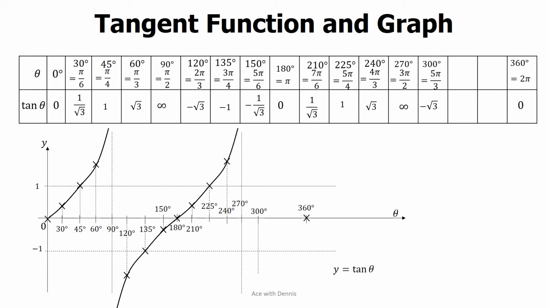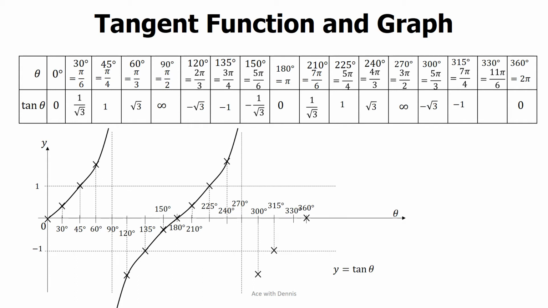Theta is 30 degrees, right? So, which is at this point, right? So tangent 300 degrees is -√3. So this is the point. Tangent 315, okay, it is -1. Okay, it will be at this point.